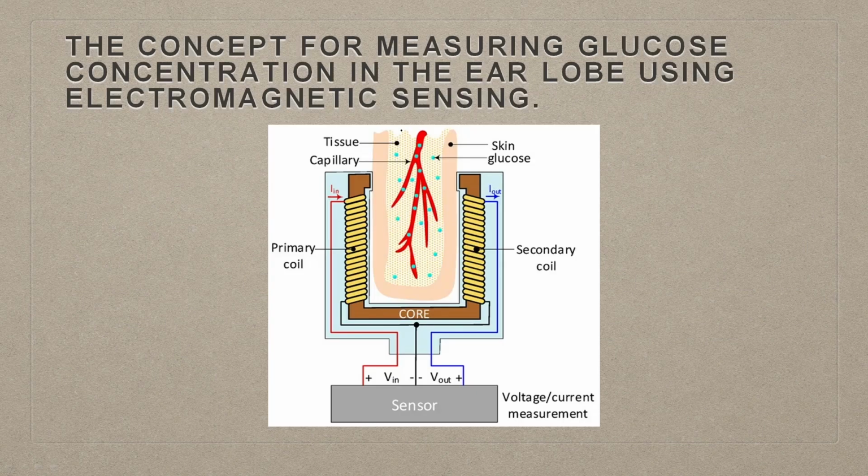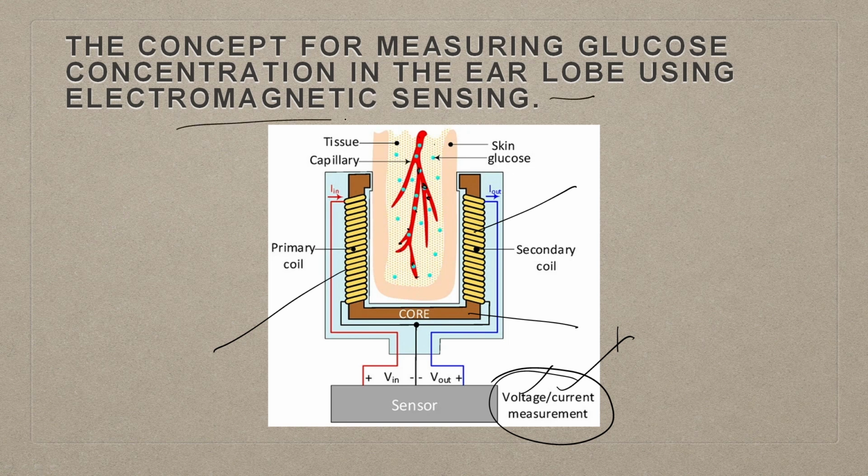Here is the picture. Here is the tissue, here is the blood capillary, here is the skin, and here is the glucose, and here are the inductor coils, primary coil and the secondary coil. This is the core, and here is the magnet. Now, what you are doing here is that the sensor is measuring the voltage or the current depending on the amount of glucose molecules in the capillaries. This is the concept for measuring glucose concentration in the earlobe using electromagnetic sensing.